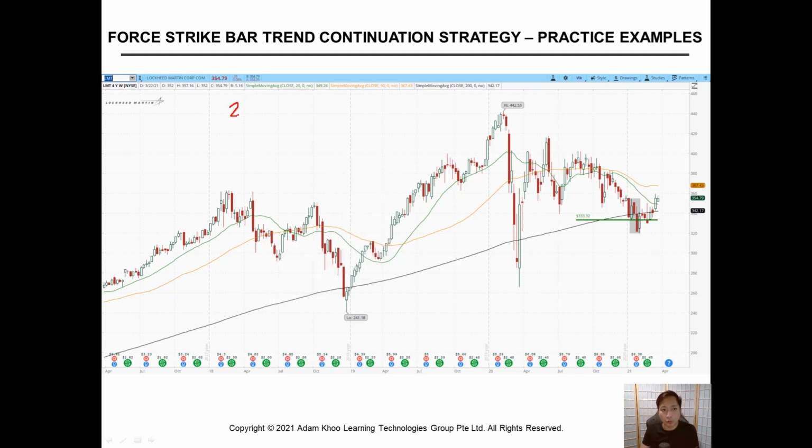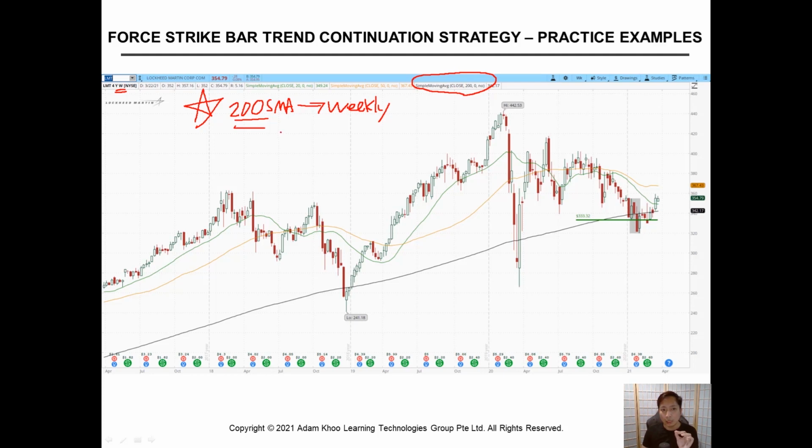You can also use the 200 SMA, right? However, you can use the 200 SMA only for the weekly chart. I repeat again, it is only for the weekly chart. Then you use the 200 SMA. That means you add the 200 SMA line into your chart for when you're trading stocks using the weekly time frame. Okay, you can add in the 200 SMA.